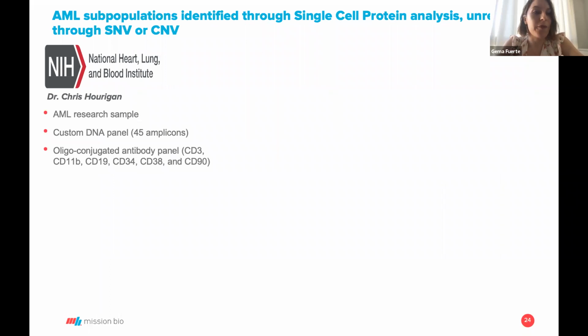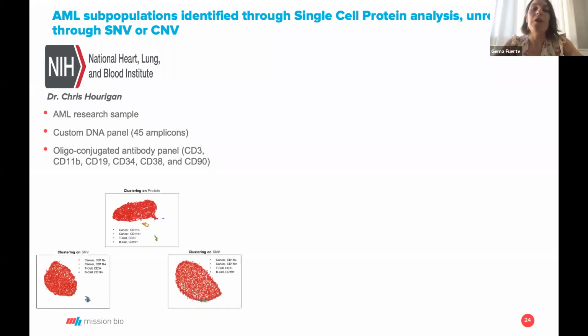Just to finish off with the presentation, this is a collaboration with Dr. Chris Horrigan from the NIH. This is a real AML sample, and they generated a custom DNA panel for 45 amplicons with the following antibodies: CD3, CD11b, CD19, CD34, CD38, and CD90. First of all, as we get 3 different analytes, it is possible to cluster your data based on any of the analytes that we generate: protein, SNV, or CNV.